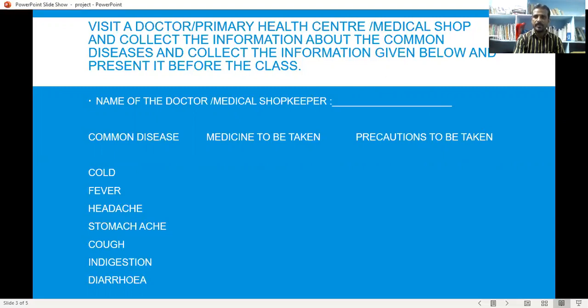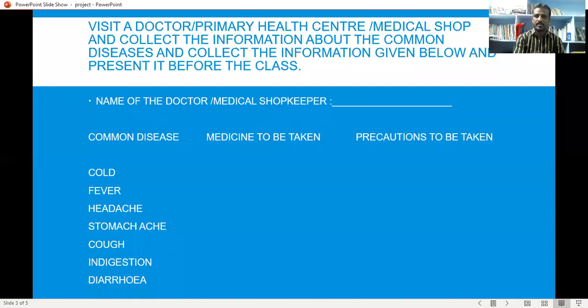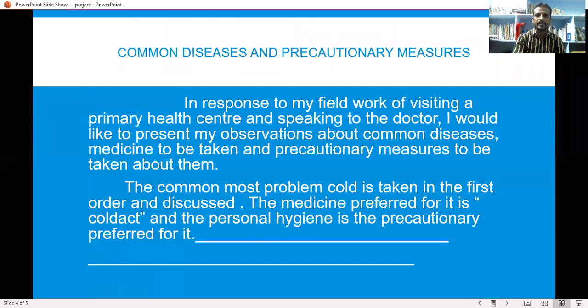In such a way, you are able to see the project prepared by a particular person after collecting. When you present this collected data in the form of a report, it may be like this. See, first you have to select a suitable title. I have given a title over there: common diseases and precautionary measures. And after giving the title, present the data in the following format. I have started the report and you can conclude that one.